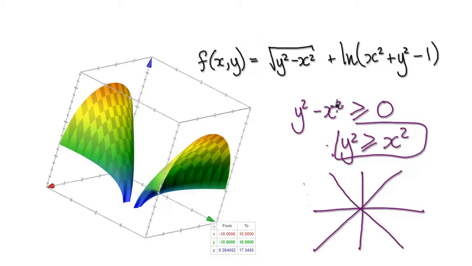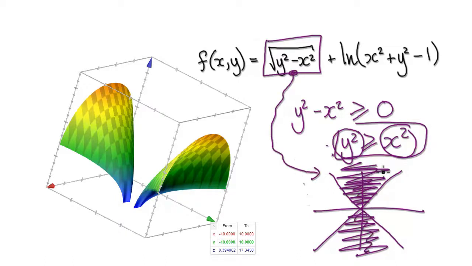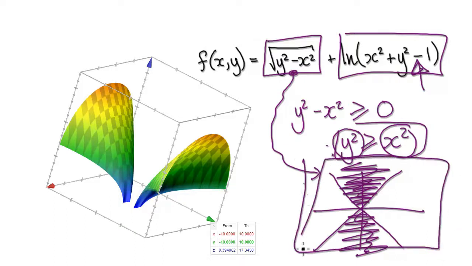Now you need y squared bigger than x squared. You are really talking about this region here and this region here. So bear this in your mind. For this block here, the domain for this block would be this thing here. Just bear this in your mind, because later on we will need to take the intersection with the domain of this block. We will come back to this later on.